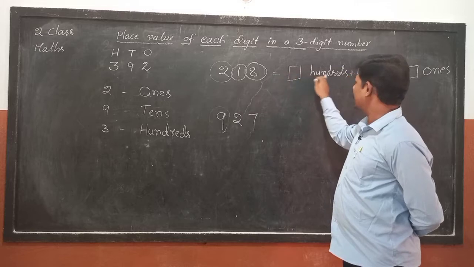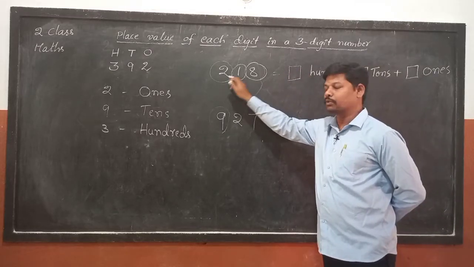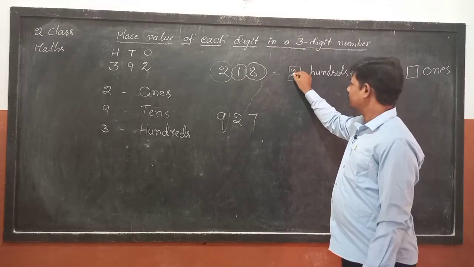So here, how many hundreds are there? What is the number in the hundreds place? 2. So write 2 in the first box.